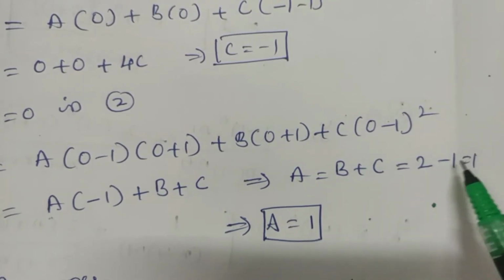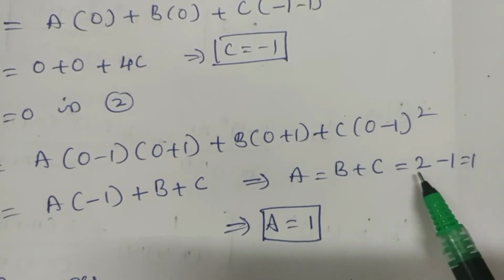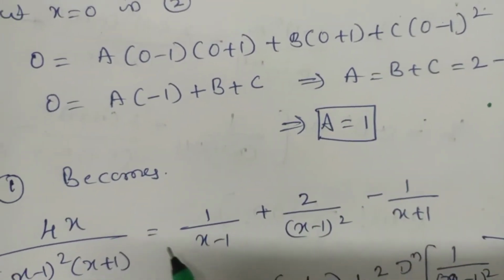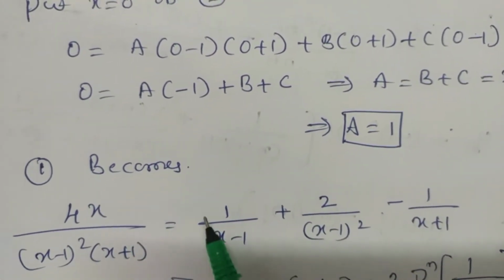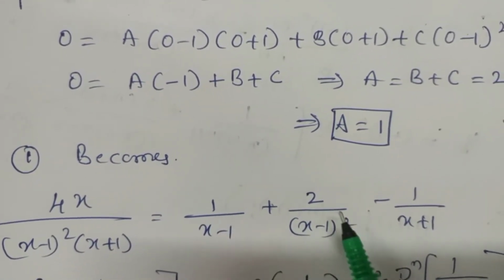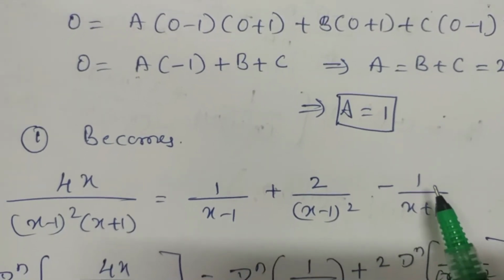It is b is 2 and c is minus 1. So 2 minus 1 is 1. This implies a is equal to 1. Now equation 1 becomes: in place of a, b, c, you have to put the values of a as 1 and b as 2 and c as minus 1.